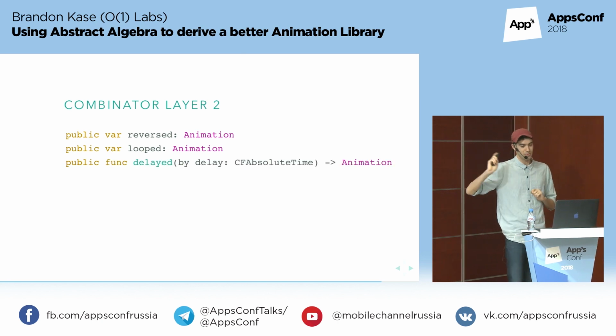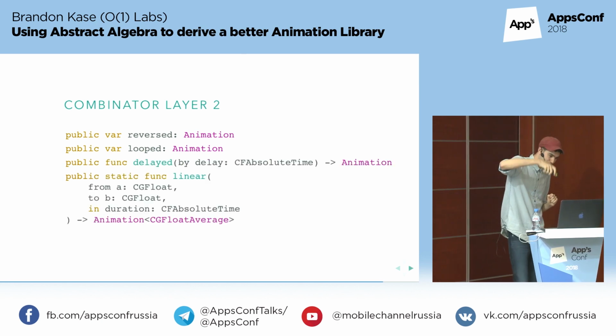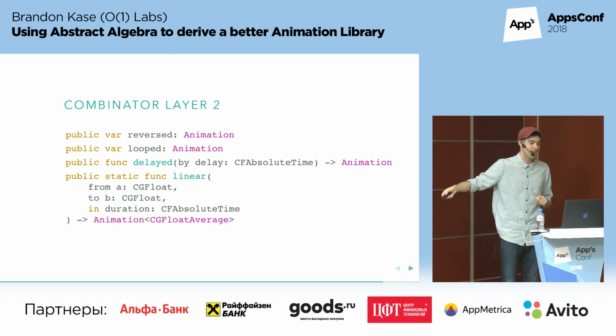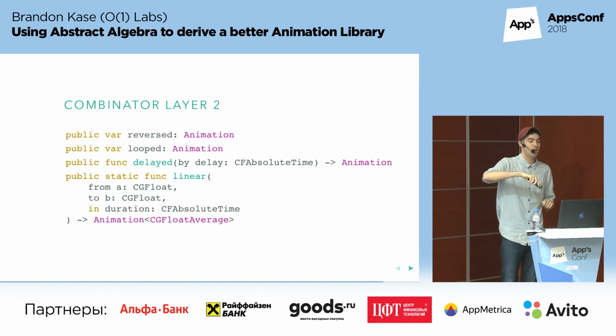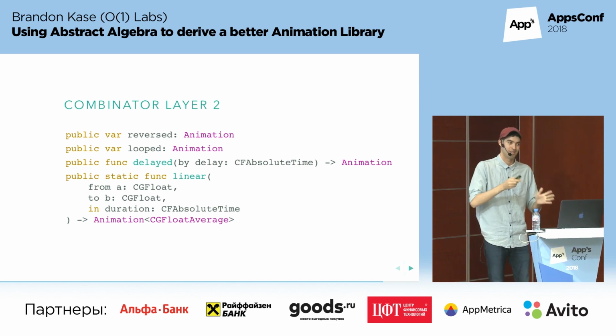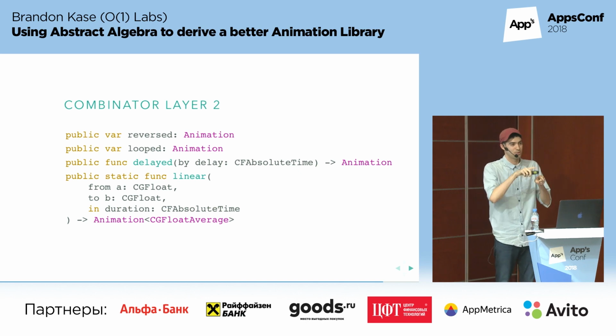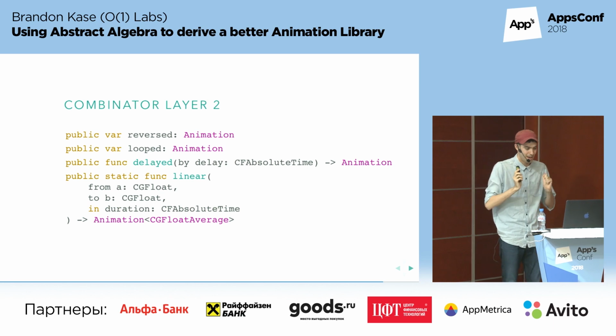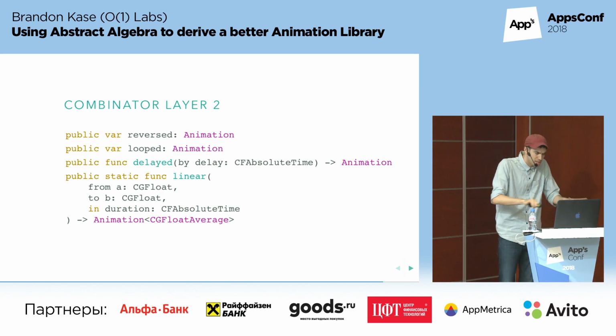We can implement delay. We can implement linearly interpolate from a CGFloat to another CGFloat in a certain amount of time and give me back an animation of CGFloats that when you combine two that are the same, they average. But then you get something where grow plus grow equals grow. So that's cool. But yeah, this is sort of the library that you distribute, right?